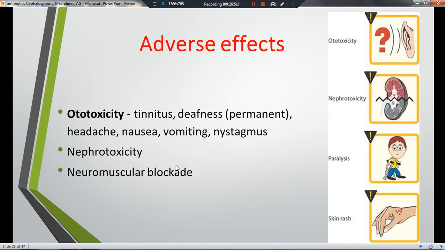It can cause ototoxicity, manifested as either tinnitus, a ringing sound in the ear, or deafness which can be permanent, and vestibular toxicity manifests as nystagmus, vomiting, nausea and so on. It can cause nephrotoxicity, kidney damage, so you should be very careful and not administer other nephrotoxic agents like vancomycin, cephalosporin, etc. Also be careful when you administer other ototoxic agents like furosemide, ethacrynic acid and so on. And it can produce neuromuscular blockade that manifests as paralysis.